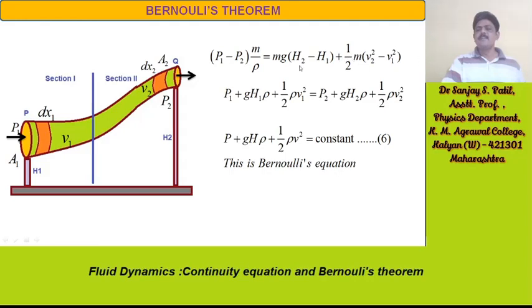Rearranging the terms, take the terms of section 1 on the left hand side, and from section 2 take them on the right hand side. So we will get P1 plus rho g h1 plus 1 half rho v1 square, which is equal to P2 plus rho g h2 plus 1 half rho v2 square. So from this, P plus rho g h plus 1 half rho v square is equal to constant. Suppose this is equation 6, and this is Bernoulli's equation.